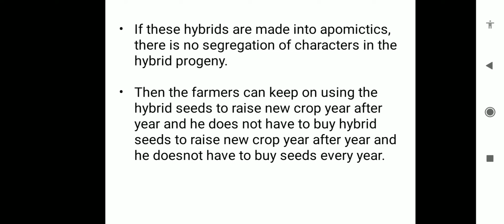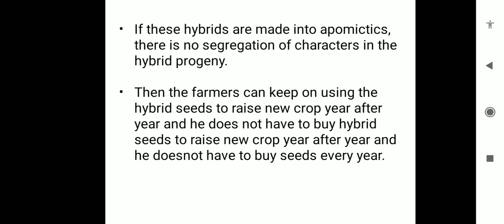If hybrids are made into apomictics, there is no segregation of the characters in the hybrid progeny. Segregation means characters separate, but there is no segregation of characters in the hybrid progeny. Then farmers can keep on using the hybrid seeds to raise new crops year after year, and save them for a longer period of time. Why? Because no segregation of characters occurs once the hybrid progeny is formed. So this is a boon to the farmers. They do not have to produce new seeds every year.